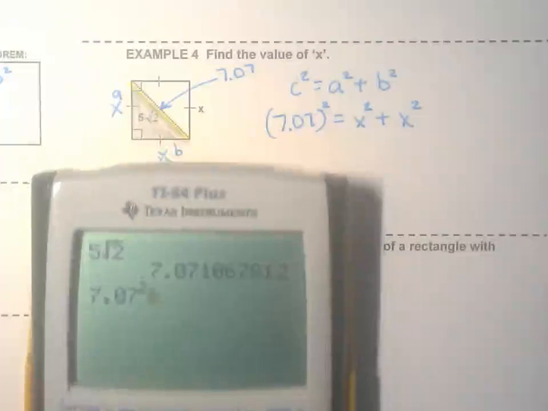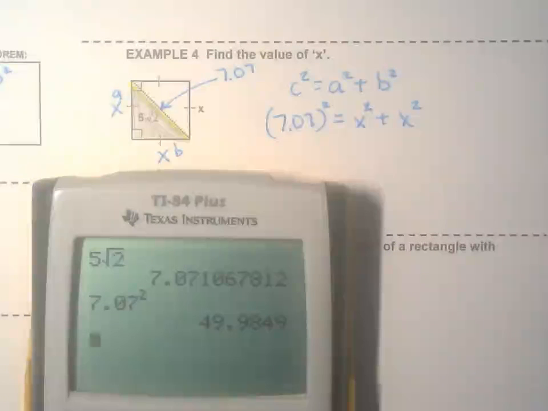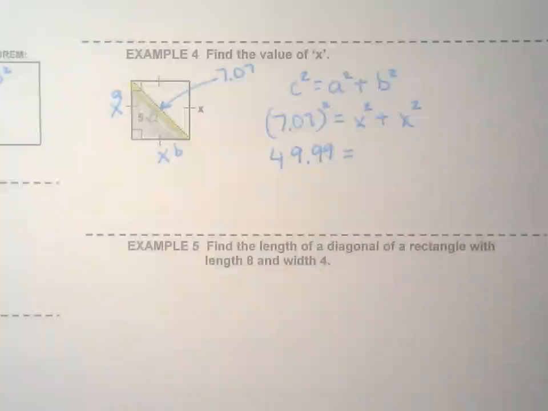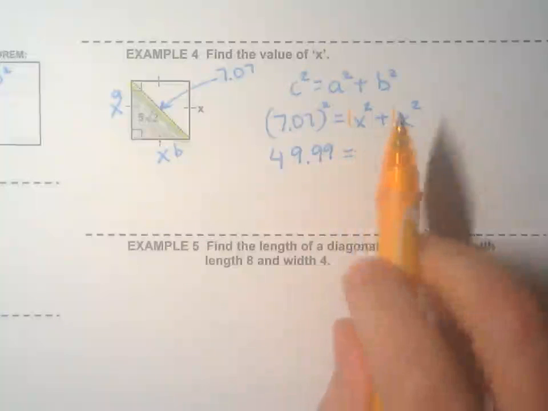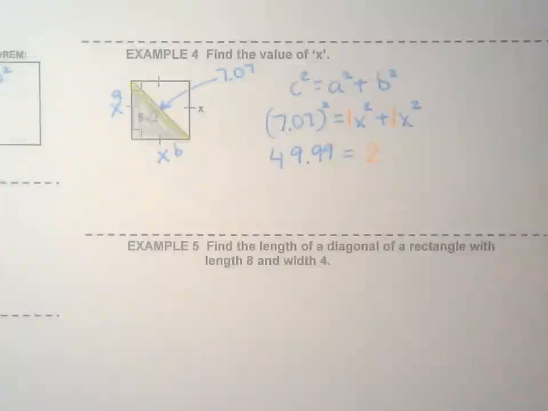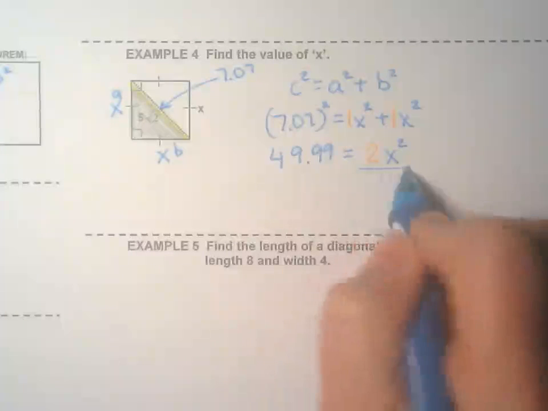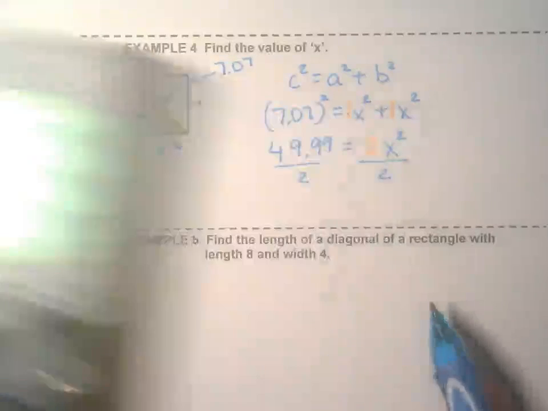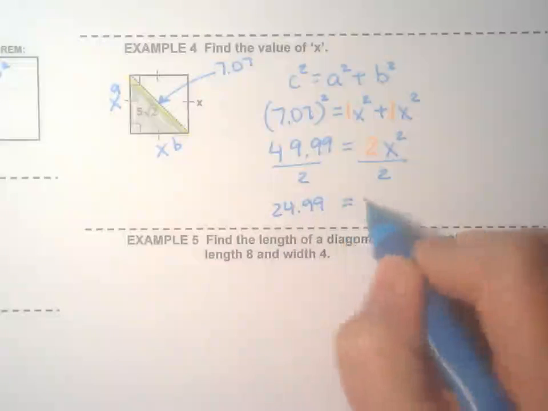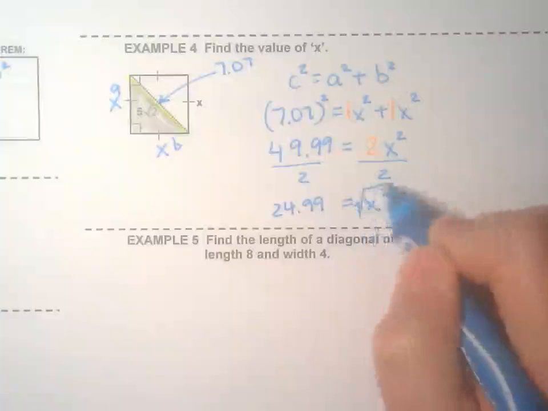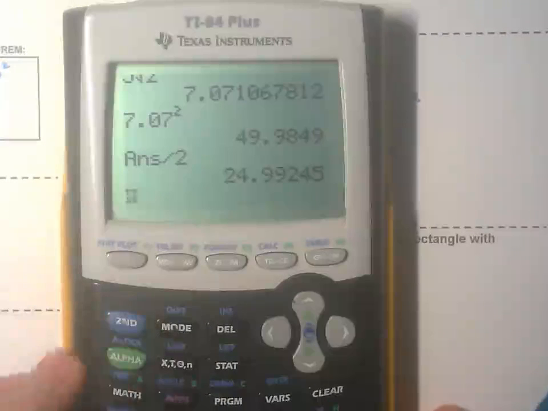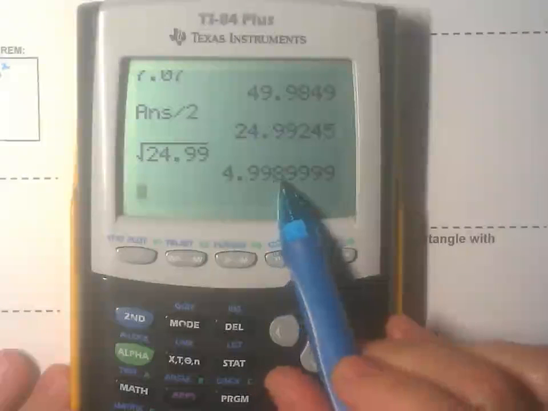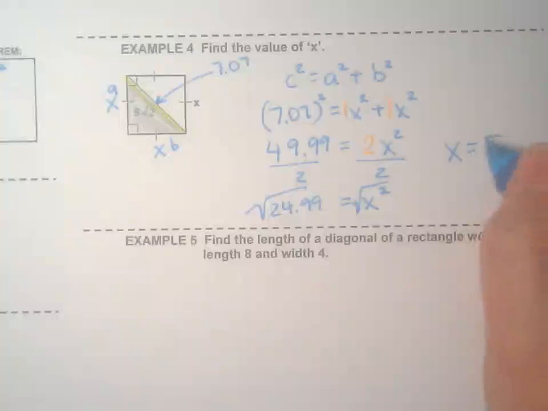Woo, you can see. So 49.99. So one, there's an invisible one right there. Invisible one right there. You combine like terms. 1 plus 1 equals 2. So 2x squared. All right? Divide both sides by 2 because you're solving for x. So here we got 24.99 equals x squared. Take the square root of both sides. So 5, because 99.9 rounds up to 5. So x equals 5.